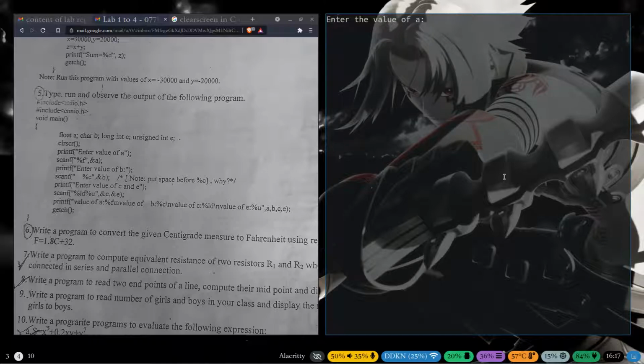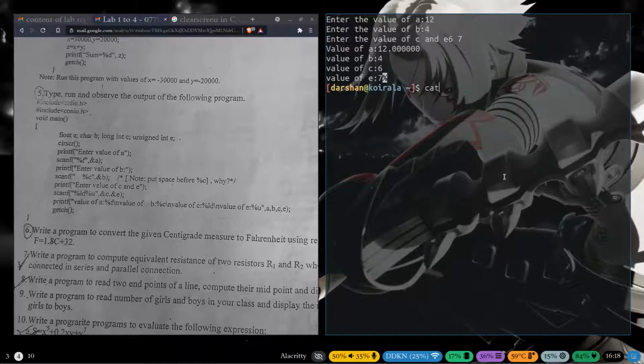So yeah, enter the value of A, 2.3, 5, 6, 7. Value of 6, 7, long int, unsigned int. Let me run the same thing. 12, 4, 6, 7, yeah, whatever it is.